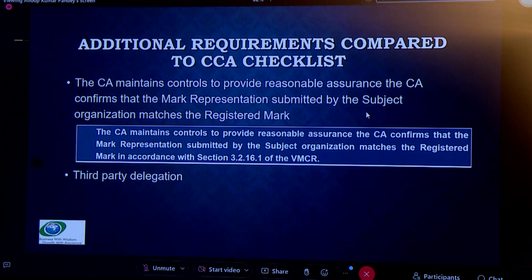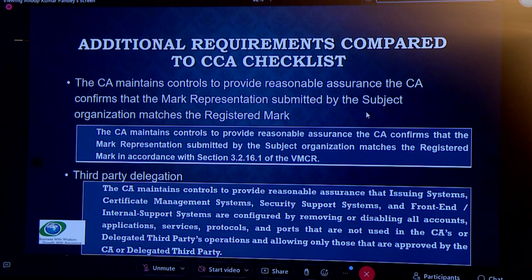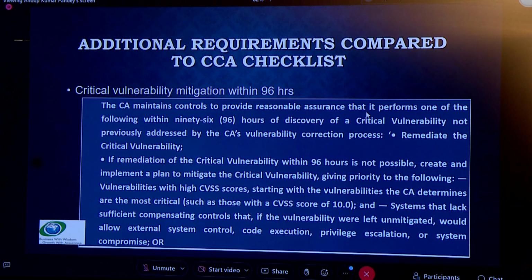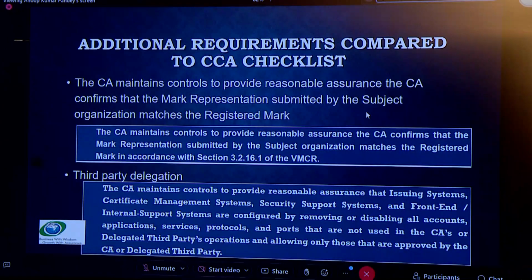Third party delegation again. One slide back. Right, so that's what I said. It's a billing part that they look for. Financial part also we need to look at. Let's go to the next one.